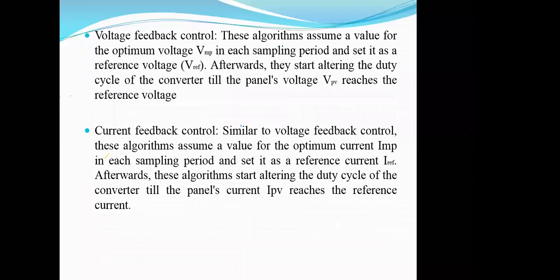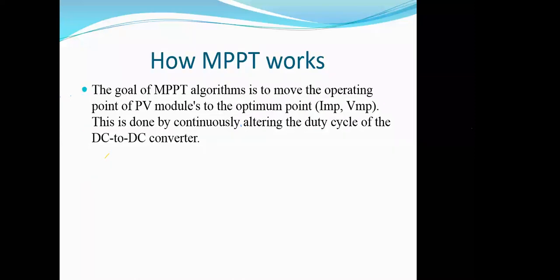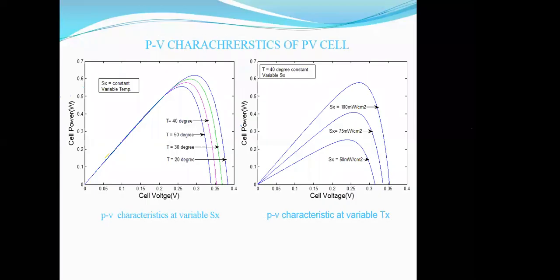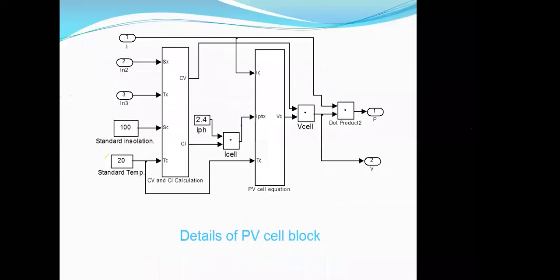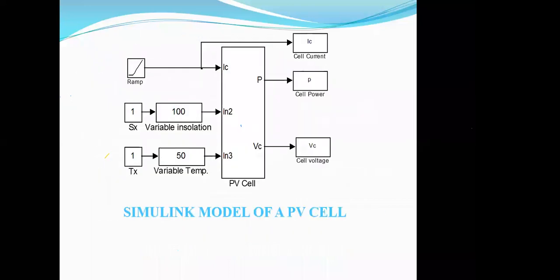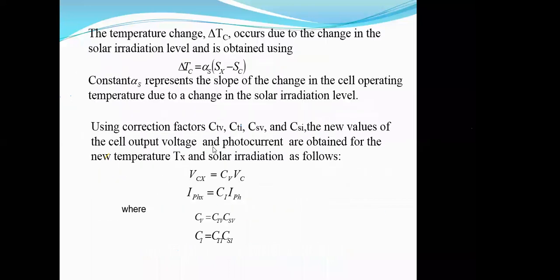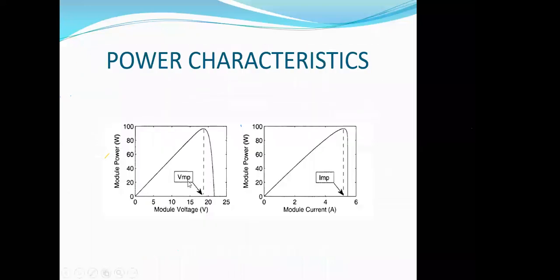I'm taking you to a PV curve. Say we are taking a simple PV curve. This is the VMP and IMP I was talking about, the reference point. If we want to track this maximum power point, there can be different ways. First is the perturb and observe method.